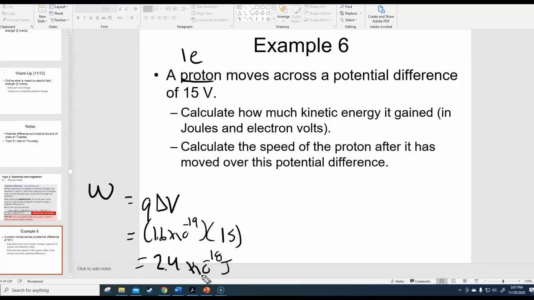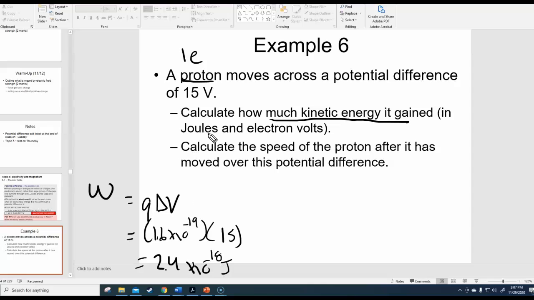Okay, now work is not a type of energy. So when we say the proton gains that much energy, it has to gain it in a specific type of energy. And in this case, it gains it in kinetic energy. So how much kinetic energy does it gain? It gains 2.4 times 10 to the negative 18 joules.